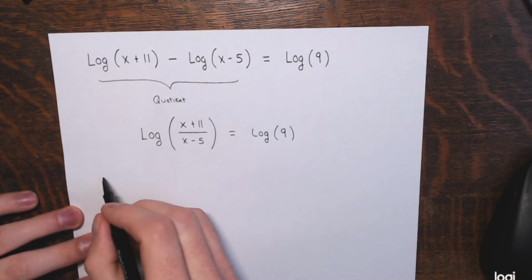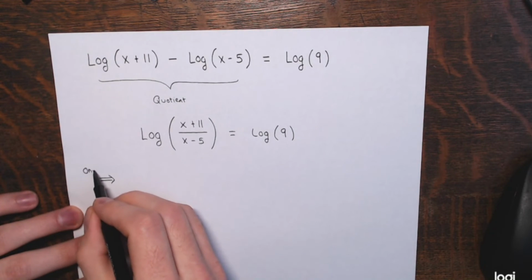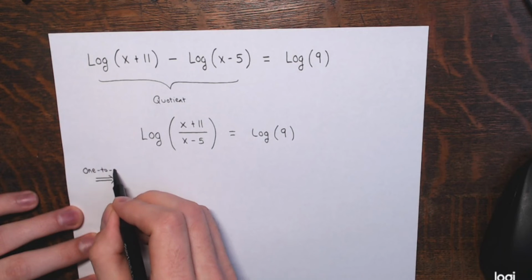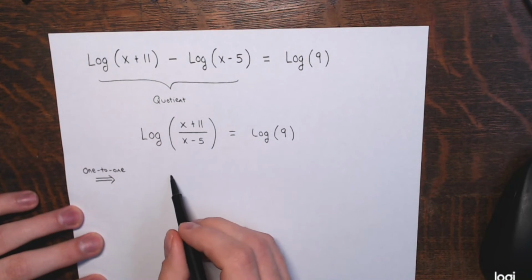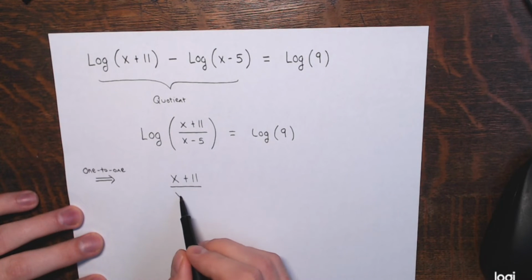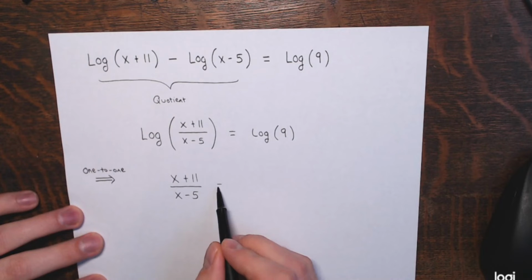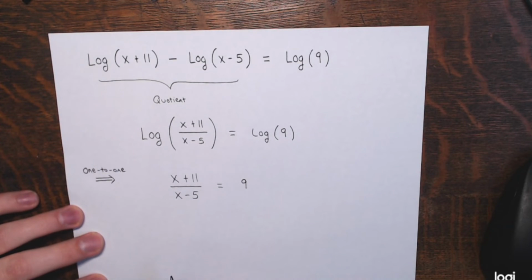So by the one-to-one property, I'll just write 1-to-1, this input on the left, x plus 11 divided by x minus 5, must be equal to the input on the right, which is 9. And now we're solving this equation.